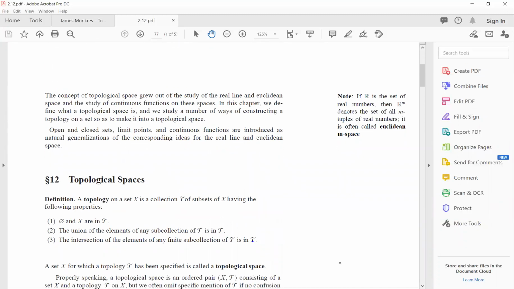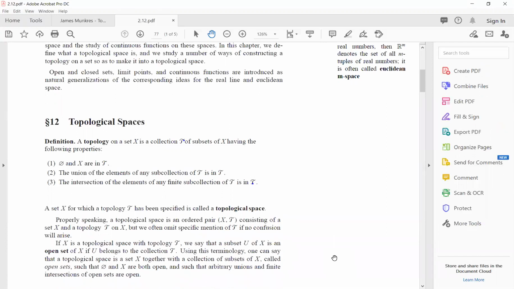Definition. A topology on a set X is a collection tau of subsets of X having the following three properties. First of all, the empty set and X, this original set itself, are members of this collection. Second, this collection is closed under arbitrary union. It means that if you take any subsets in the collection, the union belongs to this collection. And it's also closed under finite intersection. It means that any finite intersection of elements of tau is also a member of tau.